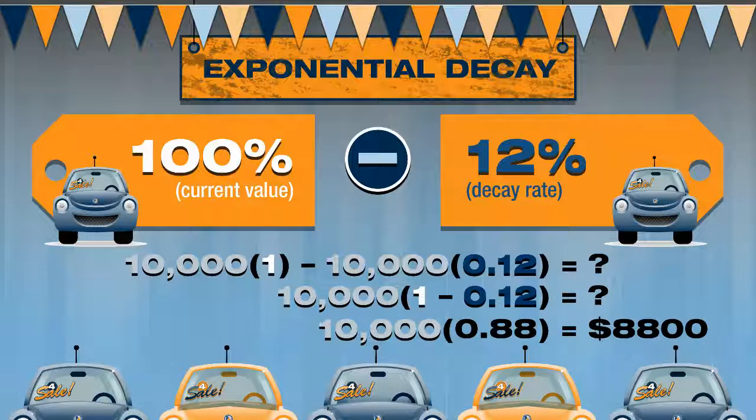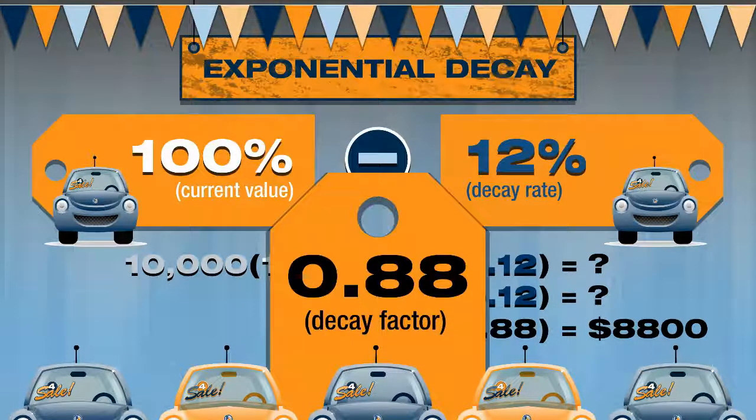12% or 12 hundredths is our decay rate, but the decay factor is 1 minus 12 hundredths, which equals 88 hundredths, or 88%. The decay factor is the amount of value the car maintains from year to year. It's always between 0 and 1.